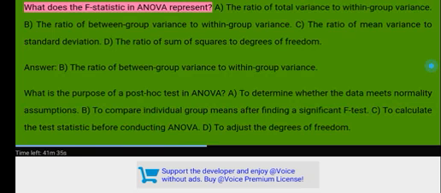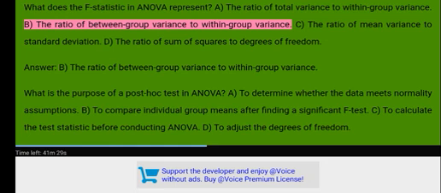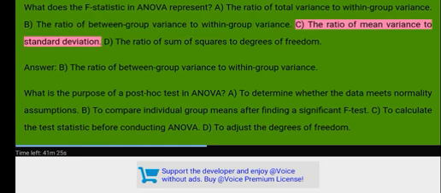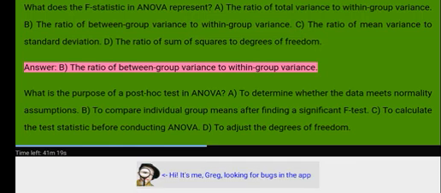What does the F statistic in ANOVA represent? A. The ratio of total variance to within group variance. B. The ratio of between group variance to within group variance. C. The ratio of mean variance to standard deviation. D. The ratio of sum of squares to degrees of freedom. Answer: B. The ratio of between group variance to within group variance.